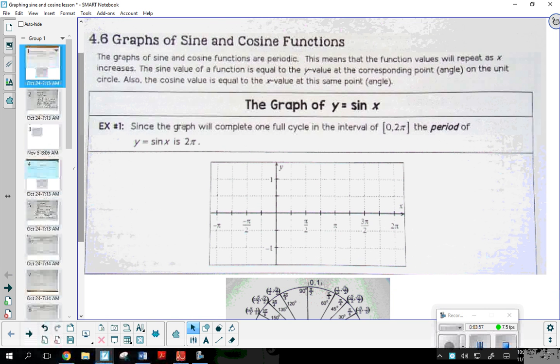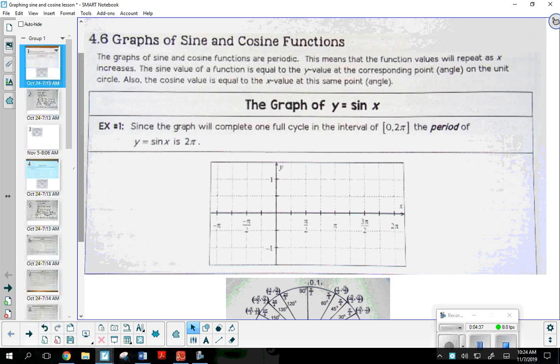The graphs of sine and cosine functions are periodic. Oh, it's on. Okay, so they're periodic. This means that the function values will repeat as x increases. The sine value of a function is equal to the y value at the corresponding point or angle on the unit circle. Also, the cosine value is equal to the x value at this same point or angle. So we're still using the same idea. In fact, you're going to notice that what we've been doing on the unit circle is going to directly link to what we're now doing here.